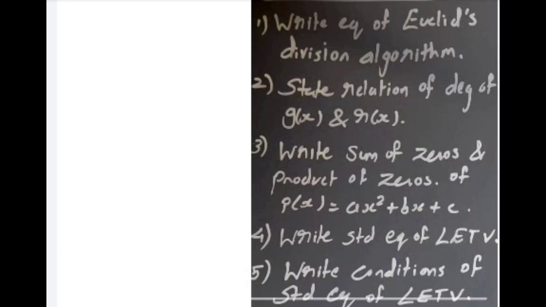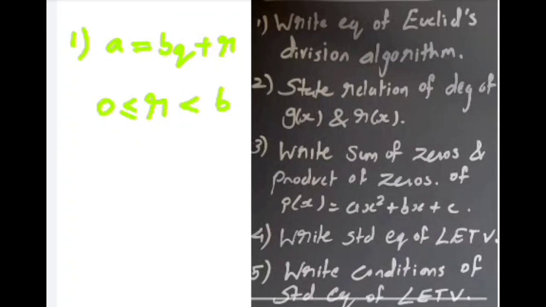Now, first is write equation of Euclid's division algorithm. तो उसका जो आंसर होगा, that is a is equal to bq plus r, और उसकी जो कंडीशन है वो क्या है? r should be greater than or equal to 0 and it should be less than b.